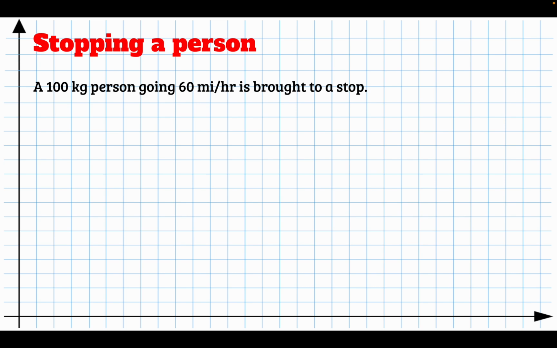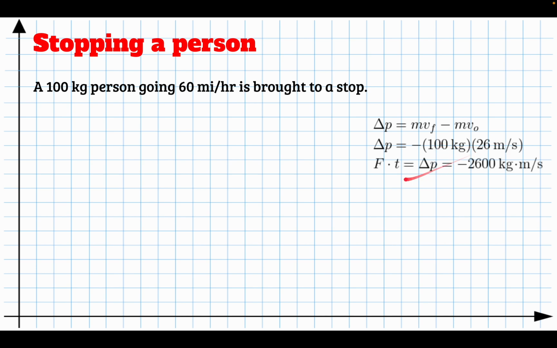So here's an example. If a person has a mass of 100 kilograms and they're going 60 miles an hour, and we need to bring them to a stop. So let's say they're riding in a car. They're going 60 miles an hour, and they've got to come to a complete stop. We have to change their momentum. So to figure out how much we have to change their momentum, we take mv final minus mv initial. Now, if we're going to make them stop, the final velocity is 0. So the change in momentum will just be 0 minus the mass times the initial velocity, which is 2,600 kilogram meters per second. This is the change in momentum.